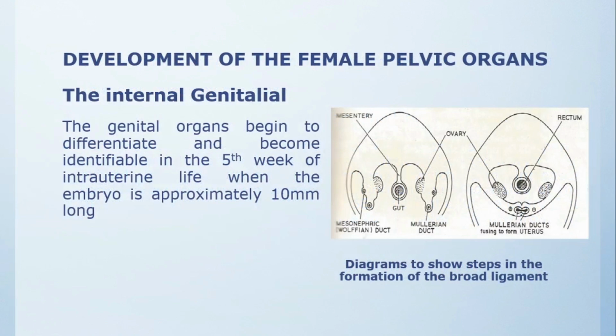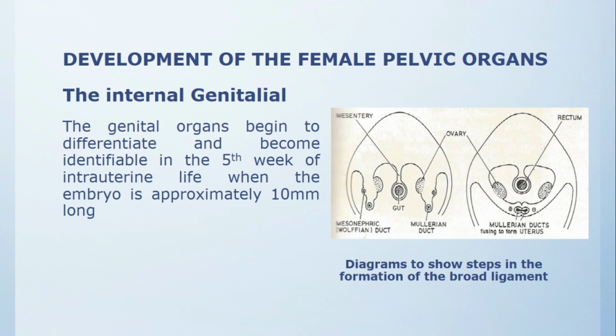So let's have a look. This is the lateral ridge on this side, on both sides. And look at the position of the mesonephric duct, which is lateral to that ridge. That's the Wolffian duct, which will give rise to the male reproductive structures.